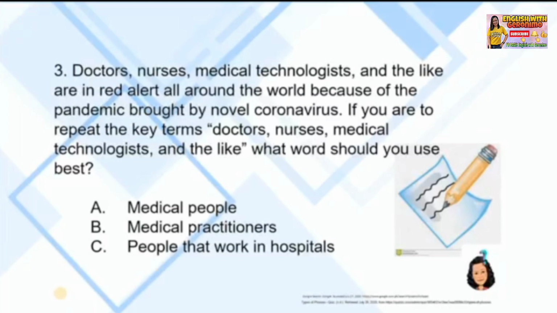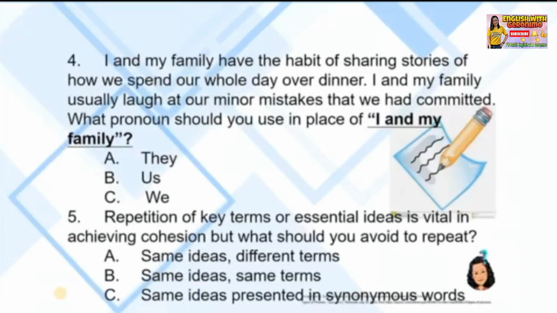Number 4. I and my family have the habit of sharing stories of how we spent our whole day over dinner. I and my family usually laugh at our minor mistakes that we had committed. What pronoun should you use in place of I and my family? A. They. B. Us. C. We. Number 5. Repetition of key terms or essential ideas is vital in achieving cohesion. But what should you avoid to repeat? A. Same ideas, different terms. B. Same ideas, same terms. C. Same ideas presented in synonymous words.